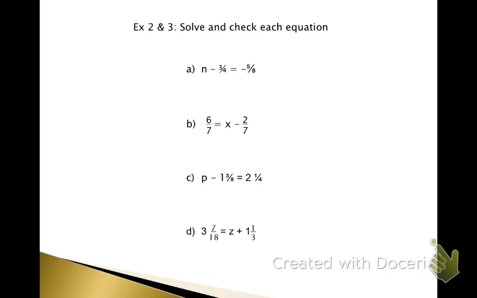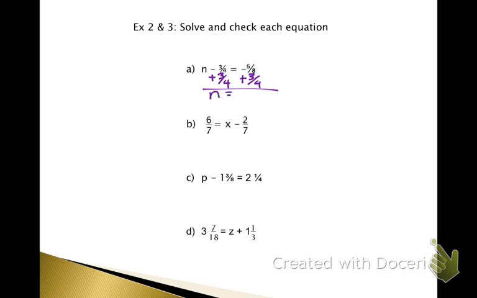All right, so examples 2 and 3. Again, we're going to add 3/4 to both sides. We want to get n by itself. Notice they have different signs.